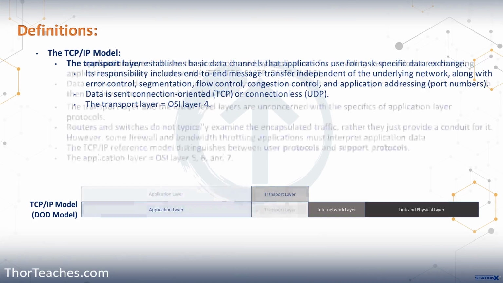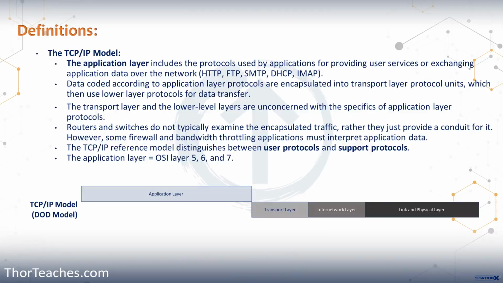The last layer on the TCP/IP model is the application layer, and remember, that is what maps to layers 5, 6, and 7 on the OSI model. The application layer has all the protocols used by our applications to provide user services, exchange data over our networks, and the types of applications and protocols we use determine how the data is transported in the lower layers. If our application is voice over IP, then the transport layer needs to know that so it can choose to send the traffic as UDP, whereas if it was a website, it needs to know that so it can send the traffic as TCP.